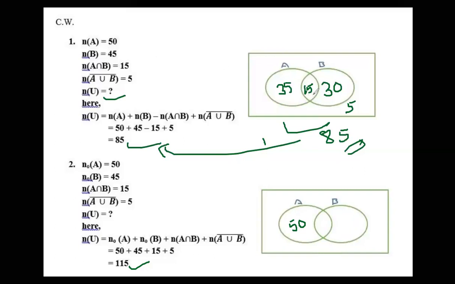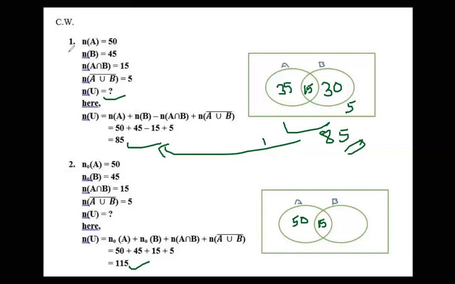Intersection is what I started on. So let me start from intersection. So what is the intersection? 15. So let us start from 15. Now only A is how much? 50. Only A is 50. So no need to subtract anything. So why are we not subtracting? Because only means this part.